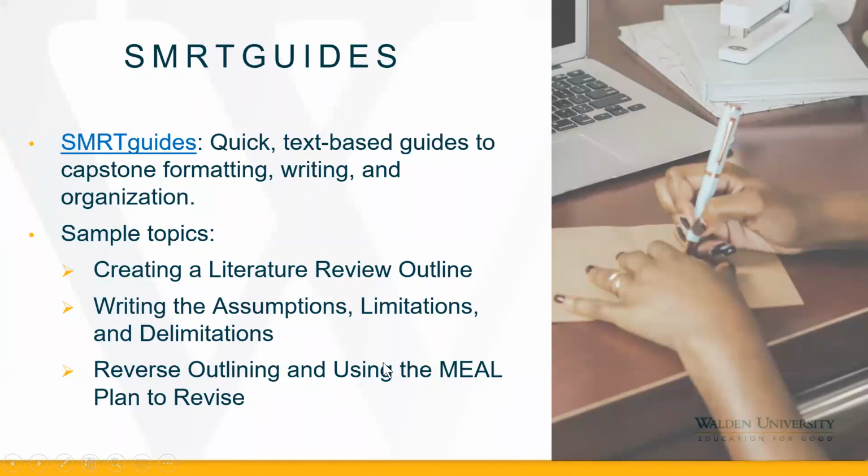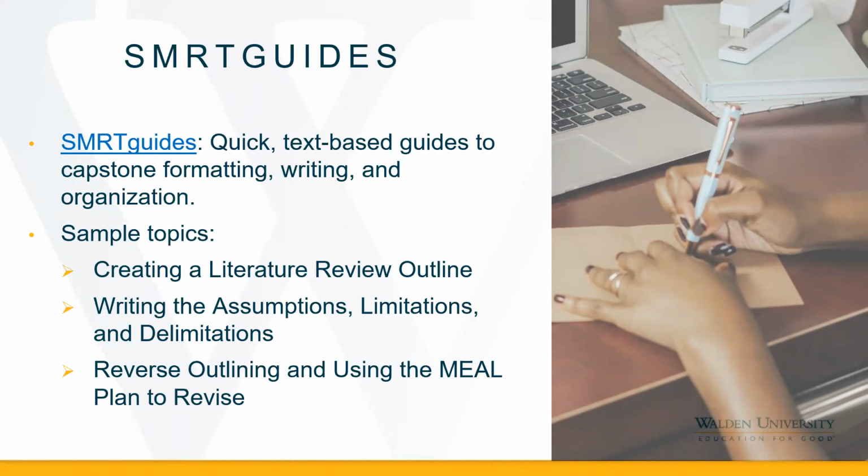The first thing is a set of resources that I like that we have on the Form and Style website. If you were in Tobias's last session, he was promoting these too. They're called Smart Guides, and they're just quick text-based guides to capstone formatting, writing, and organization. And we have these on a wide variety of topics, and I believe we'll be developing more in the coming months and probably years to add to this collection of materials. But they're designed to answer questions and respond to problems and challenges that students bring to us.